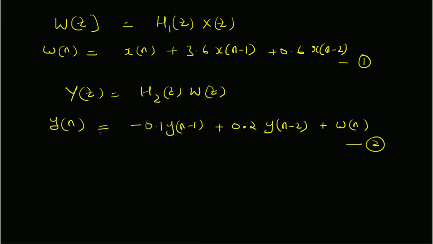So to construct the direct form realization, first we will build the realization for equation 1, that is up to w of n. That is, we have the input x of n.